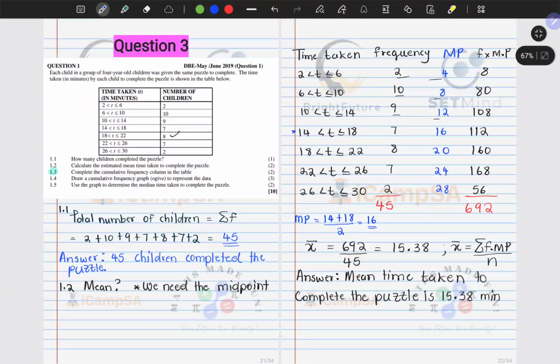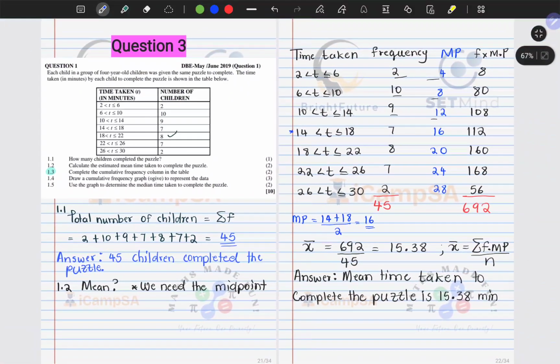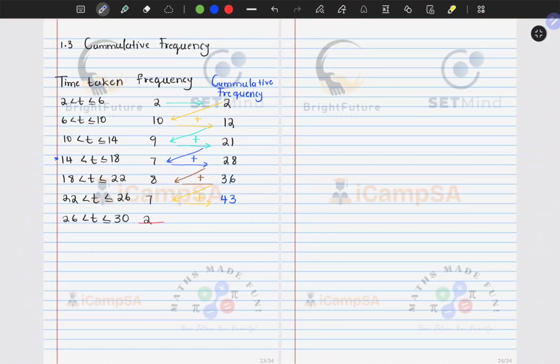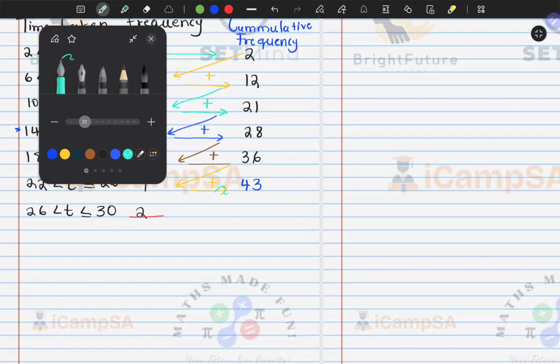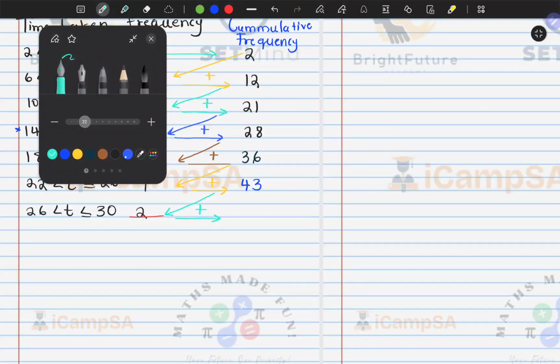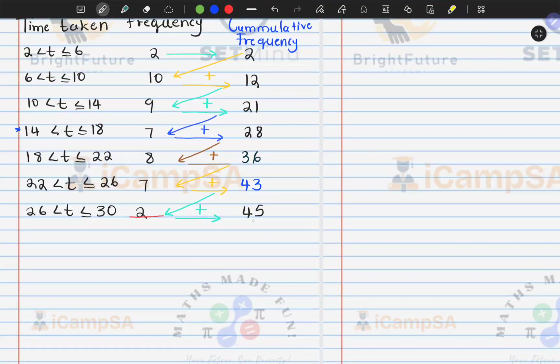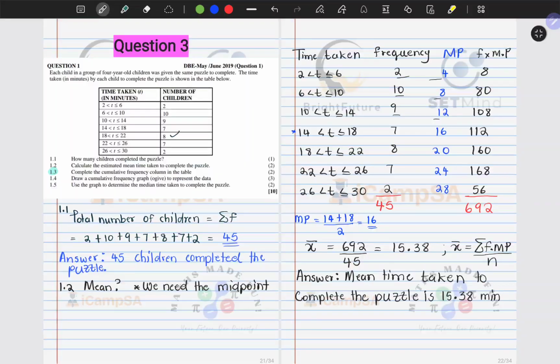So now I need to revisit my numbers here. Why am I getting 43 there? I have 2 plus 10 plus 9 plus 7 plus 8 plus 7 plus 2, and I'm getting 45. So why am I getting 43? Oh, I'm not done actually. We have the 43 that we need to add with the 2, and that gives us 45. So that is what we have, guys, 45.